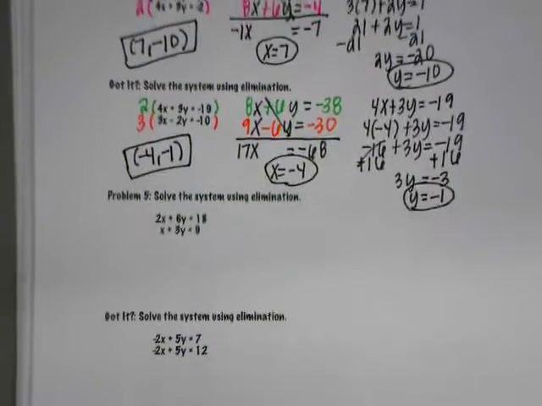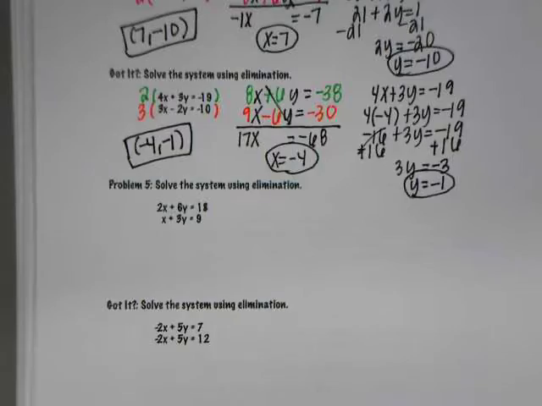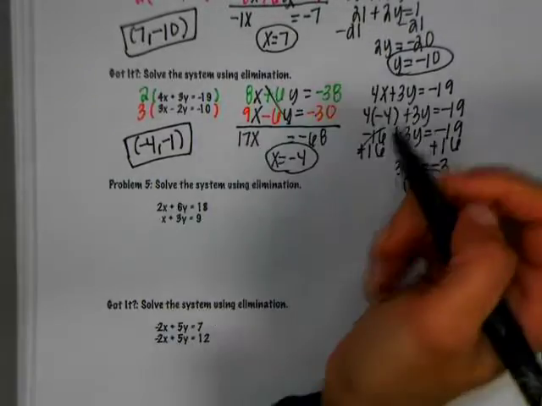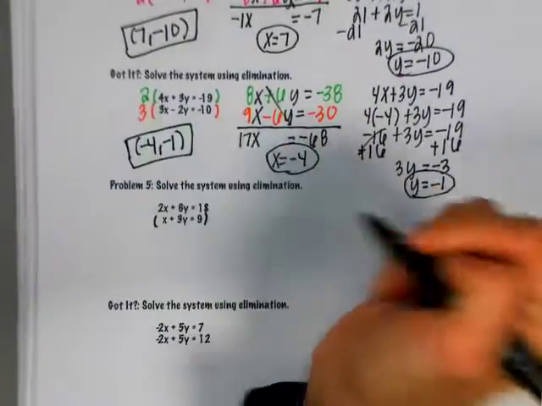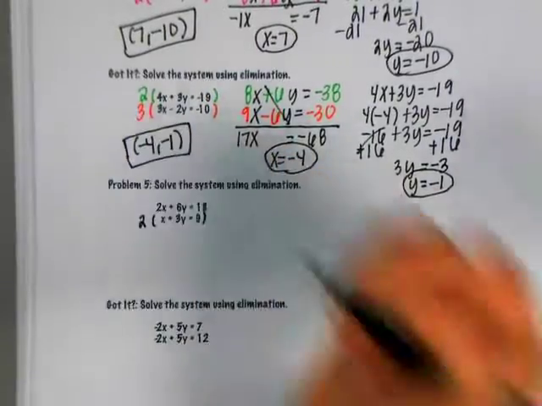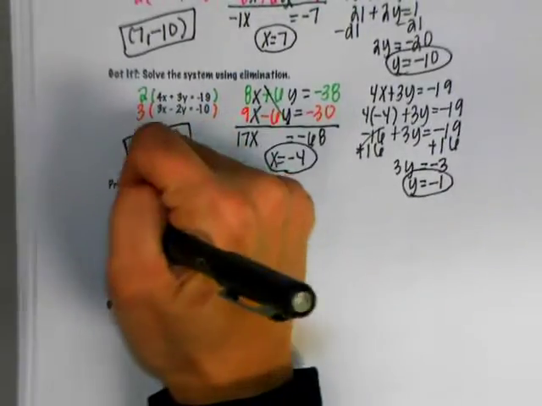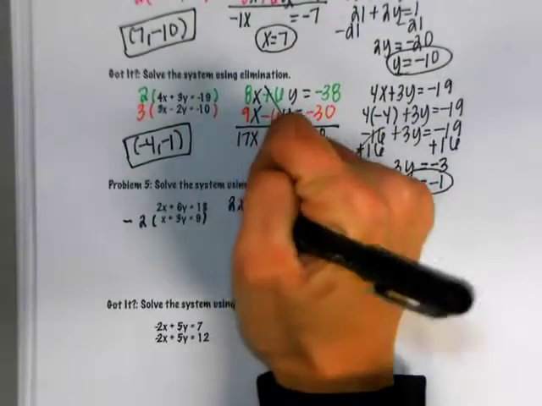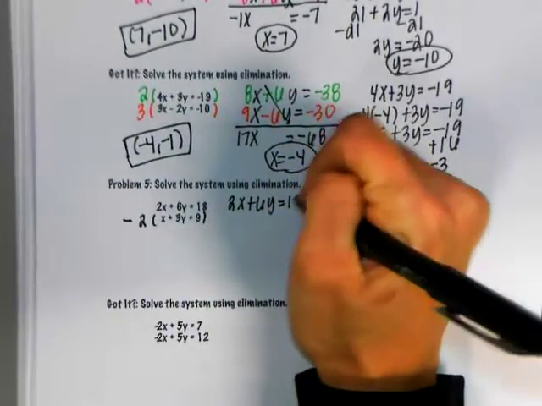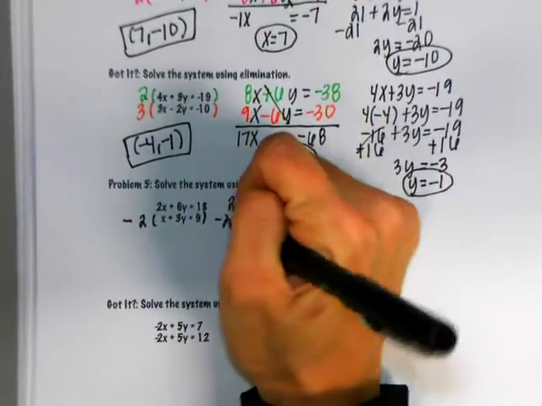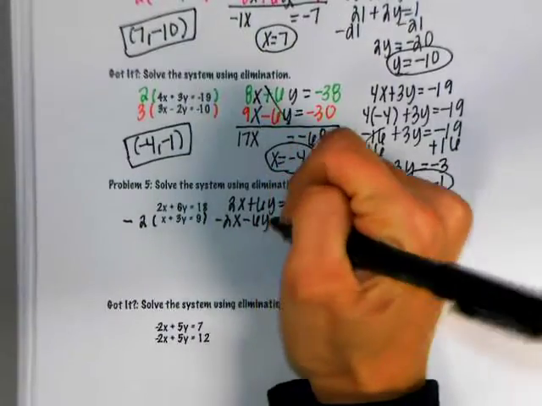All right, next one. What do we want to multiply by? On the bottom, what do we want to multiply that one by? Just 2 or negative 2? Yeah, negative 2. So we're going to do 2x plus 6y equals 18. And then negative 2x minus 6y equals negative 18.